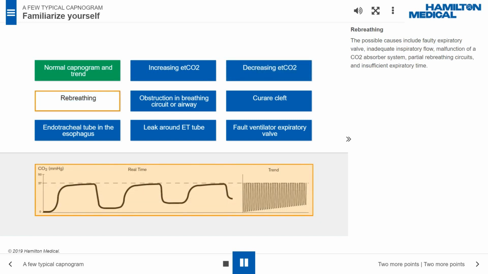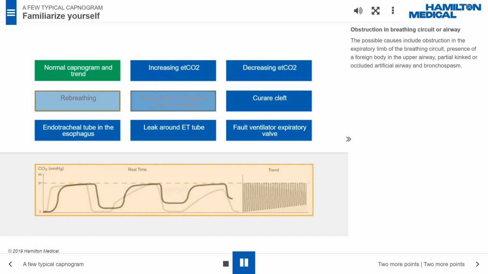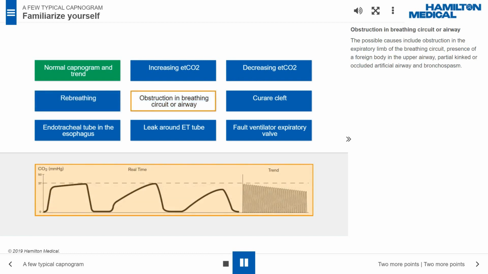Rebreathing. The possible causes include faulty expiratory valve, inadequate inspiratory flow, malfunction of a CO2 absorber system, partial rebreathing circuits, and insufficient expiratory time. Obstruction in breathing circuit or airway. The possible causes include obstruction in the expiratory limb of the breathing circuit, presence of a foreign body in the upper airway, partially kinked or occluded artificial airway and bronchospasm.